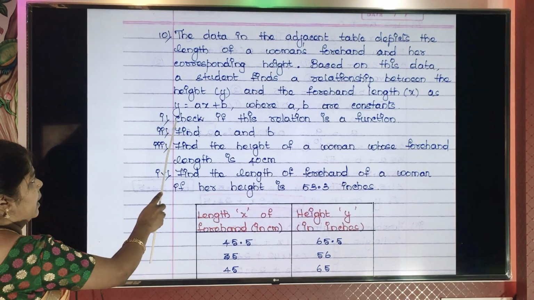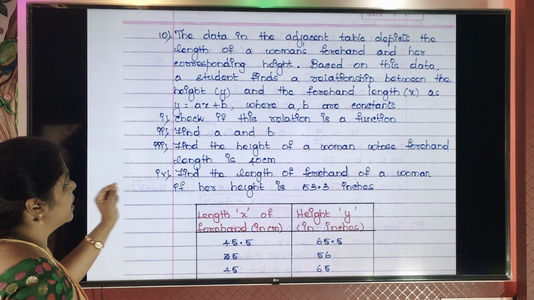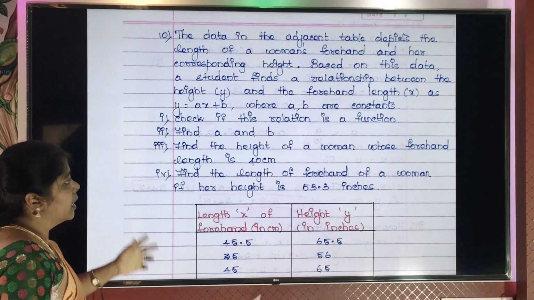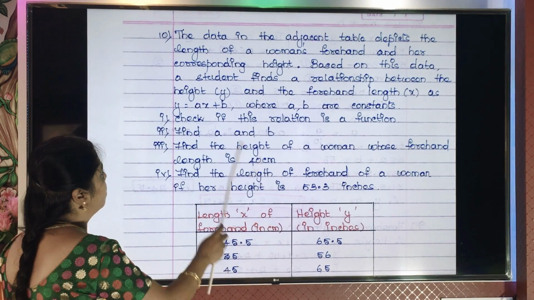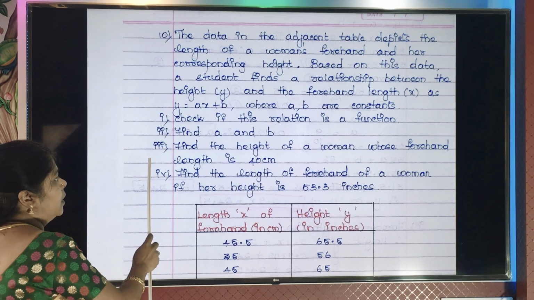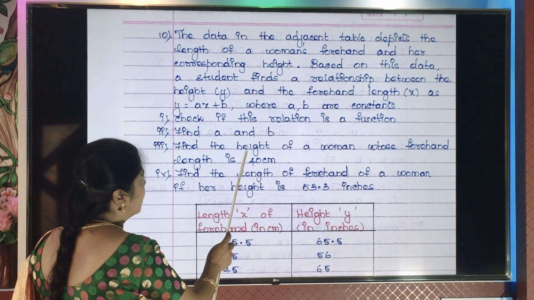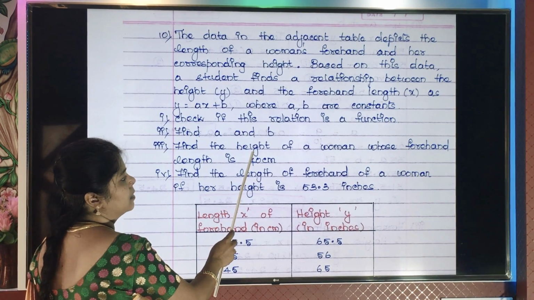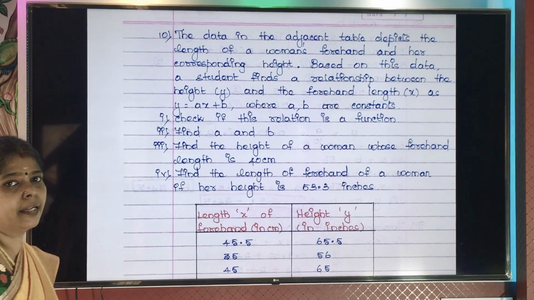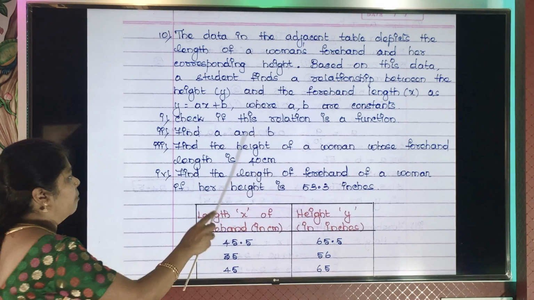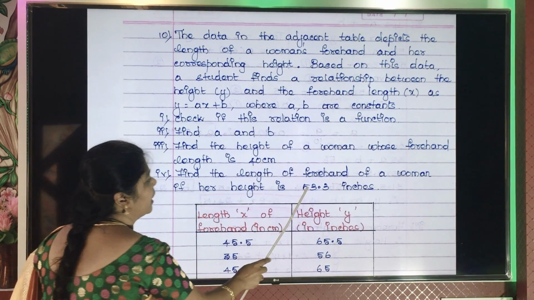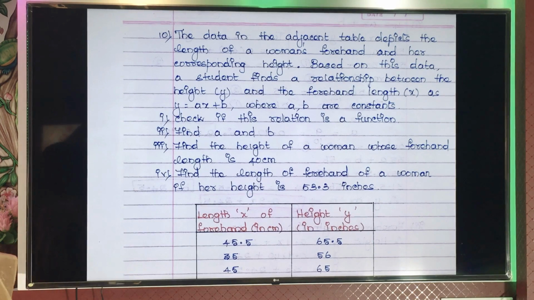Now the first question, let me read out. Check if this relation is a function. Second, we need to find the values for A and B. Third, we need to find the height, but they have given us the forehand length as 40 centimeter. The fourth, we need to find the length of the forehand and they have given the height as 53.3 inches.